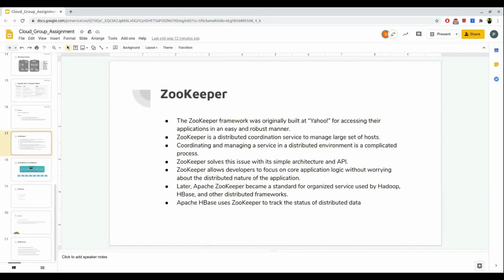So Zookeeper allows the developers to focus on core application logic without having to think about the underlying distributed nature, since all of it is managed through the APIs. Zookeeper became a standard service which was used by Hadoop and HBase and many other distributed frameworks to keep track of distributed data.